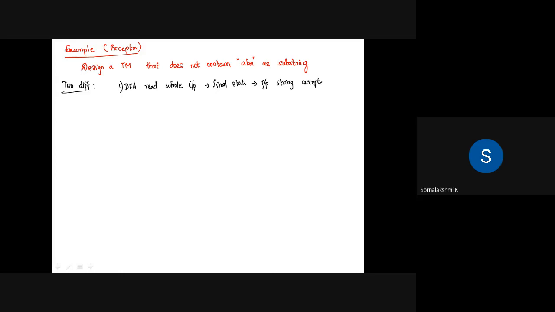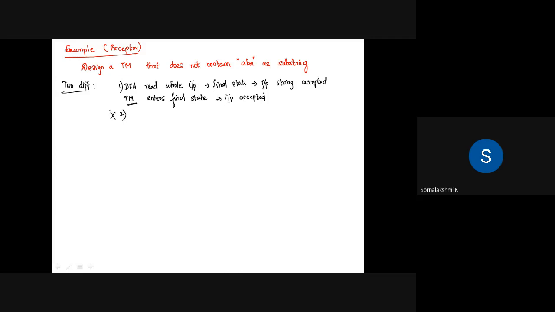But a Turing machine, once it enters the final state, and the input gets accepted, fine. So we are going to design an algorithm in Turing machine. It is possible for us to design a Turing machine such that just when it enters the final state, the input gets accepted.